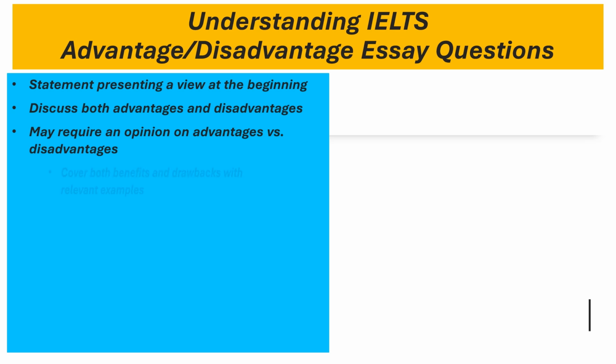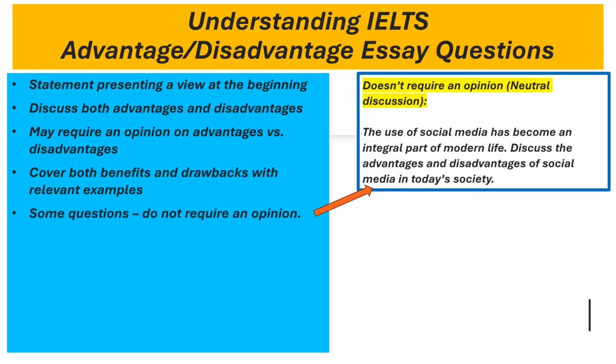Your response should clearly explain both the benefits and drawbacks, providing relevant examples to support each point. Depending on the specific wording of the question, you may need to structure your response differently. Some IELTS questions ask you to discuss both advantages and disadvantages without taking a side. Since they don't request an opinion, your response should stay neutral and simply present both perspectives. An example of this type of question is shown on the slide.